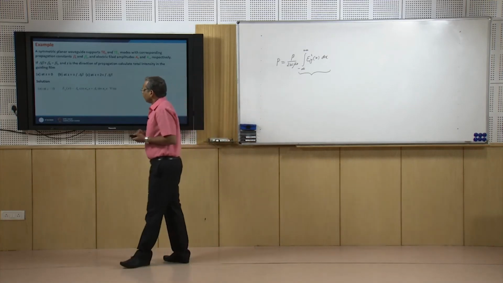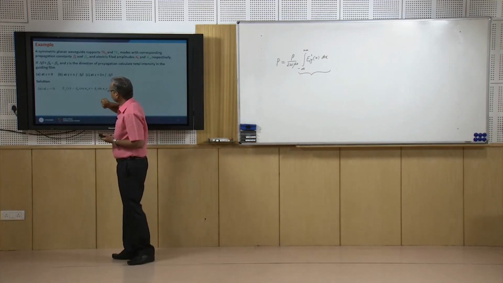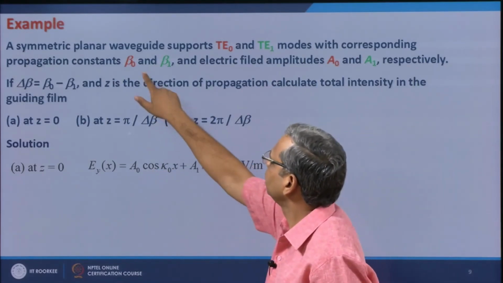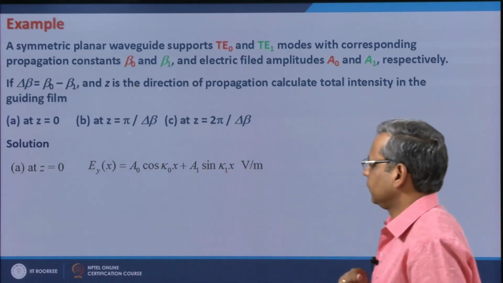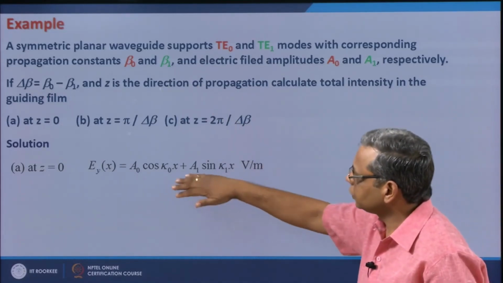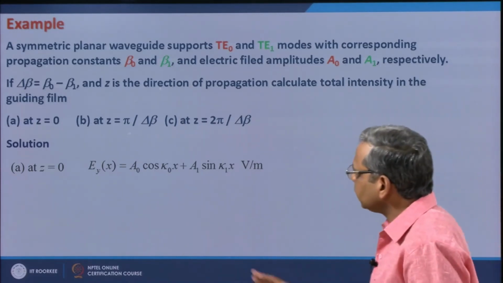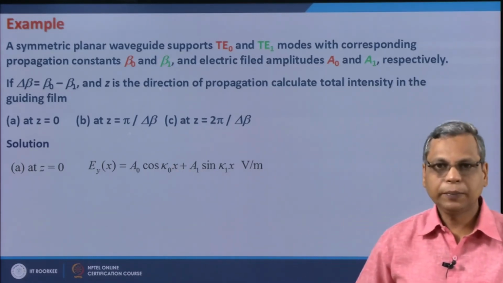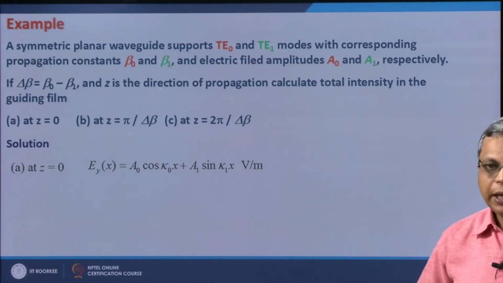So, what do I see here? At z equal to 0, the total field would be A0 cosine kappa 0 x, where kappa 0 you can find from beta 0, plus A1 sine kappa 1 x, where kappa 1 can be found out from beta 1. So, at z equal to 0, this would be the total field. As these fields propagate, one will go with propagation constant e to the power i beta 0 z, and this will go as e to the power i beta 1 z.